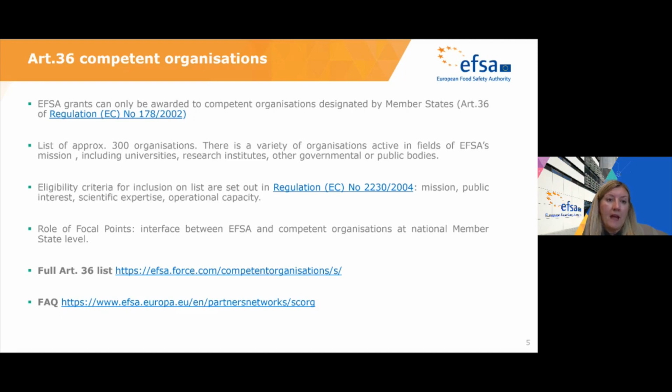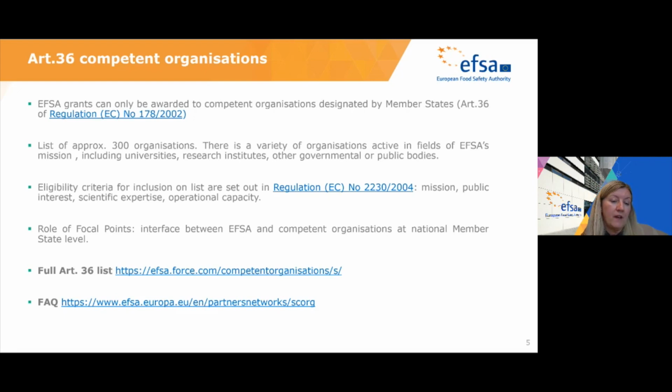Now, after this presentation, after this webinar, you will be able to go to these slides, and embedded in the slides, we've left a link to the full list of Article 36 organisations, so that you can go and see which organisations in your country are on the Article 36 list. Maybe you're not on the list yourself, and for example, it would not be the case that commercial organisations would be on the Article 36 list, but it might be interesting for commercial organisations to see which organisations in their country are actually included on that list and can apply for grants.